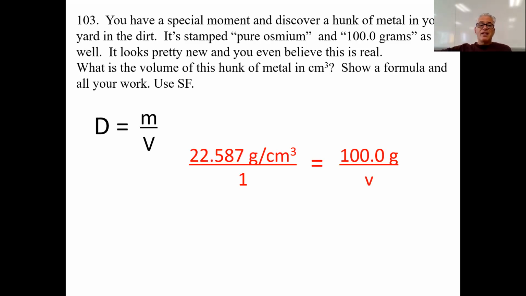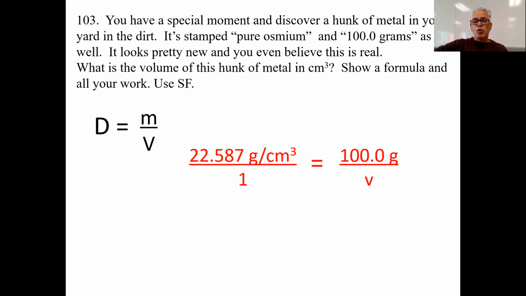The density formula: density equals mass over volume. In this case, the density of osmium from Table S is gigantic at 22.587 grams per centimeter cubed. And that's going to equal 100 grams over V. Now, some of you are going to be doing this triangle business. I can't help you with that, but this is how I would do the math. Now, what I did on the left side is going to make my math easier.